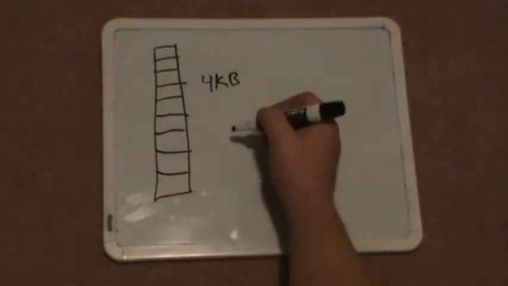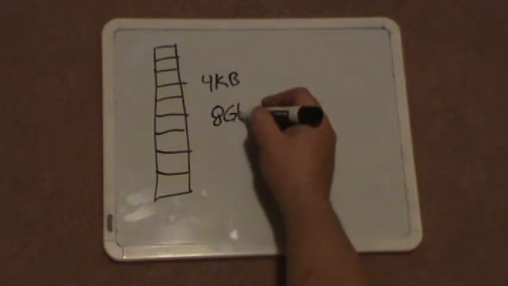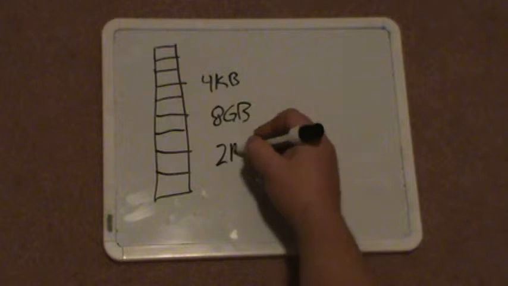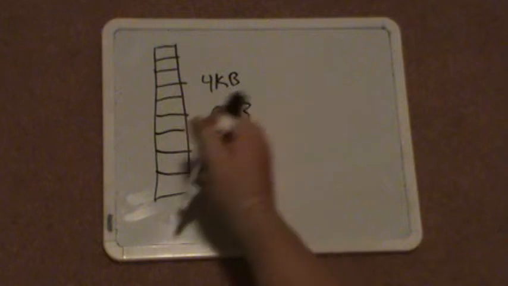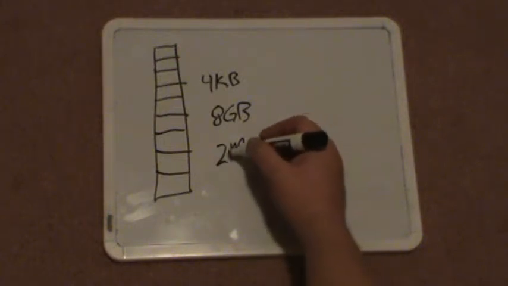Now, if I've got a 4 kilobyte page, and let's say for the sake of argument, just to keep things nice and reasonable, I've got 8 gigabytes of memory that I'm trying to divide up. How many pages fit within that RAM? Well, I just take 4K into 8 gig, and it leaves 2 million. So I've got 2 million pages.